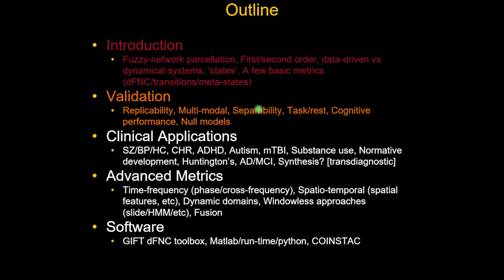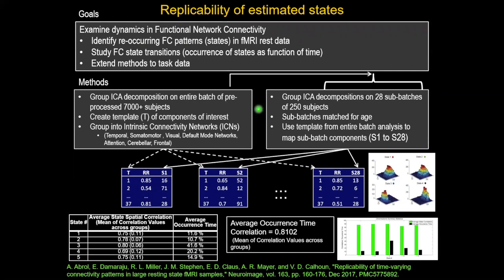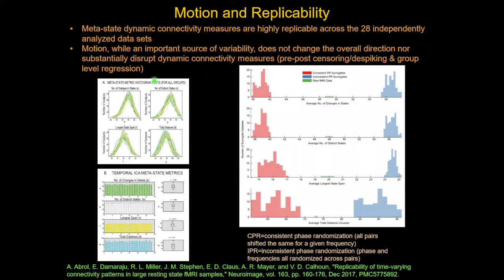Now, a few slides on validation. There have been a lot of studies now, but some early ones that we did looked at replicability. So we took 7,000 subjects, divided them into 28 sets of 250 subjects, and we compared, for example, how consistent the dynamics that we estimated were. The explicitly dynamic metrics, like the metastate metrics, were quite consistent across independent sets of subjects. And if we perturb the dynamics using phase randomization, for example, it completely breaks down the dynamics, as expected.